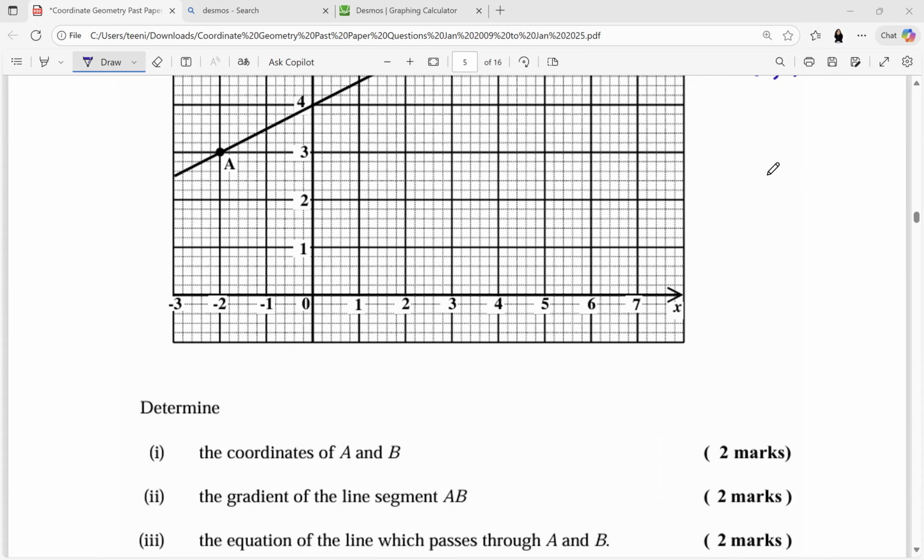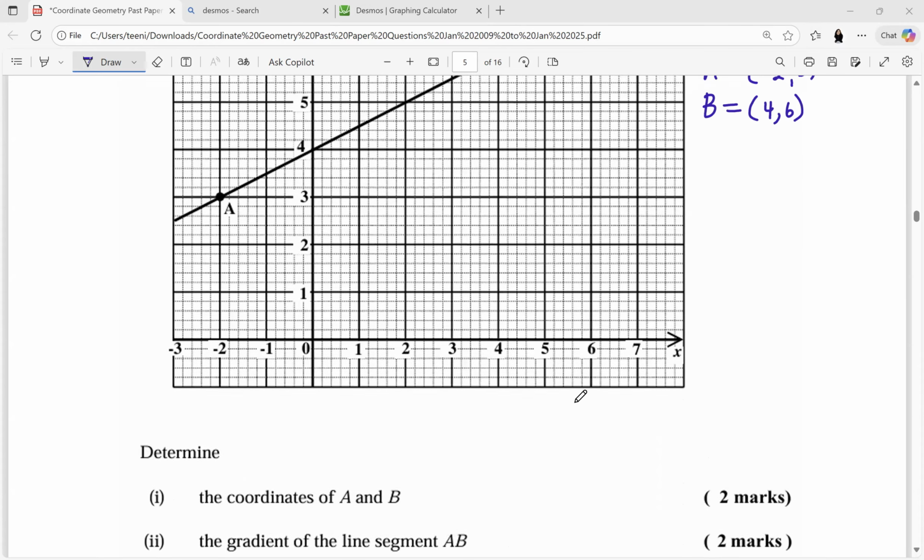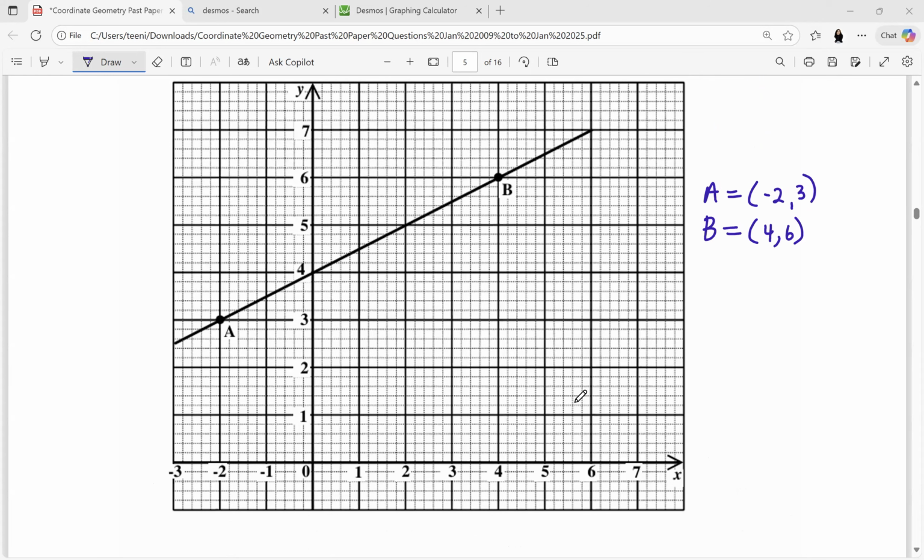Good. So the next part is to determine the gradient of the line segment AB. I want all of y'all to try it for me. To determine the gradient of the line segment, remember the formula: the gradient M is y2 minus y1 divided by x2 minus x1. Your y2 and y1 are your y coordinates, and your x2 and x1 are your x coordinates. So literally just substitute the values in there.